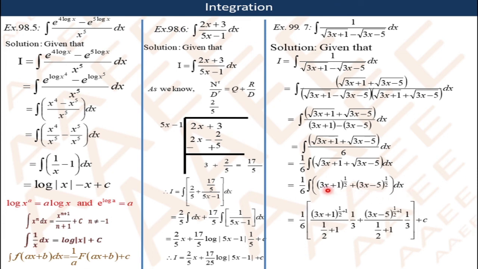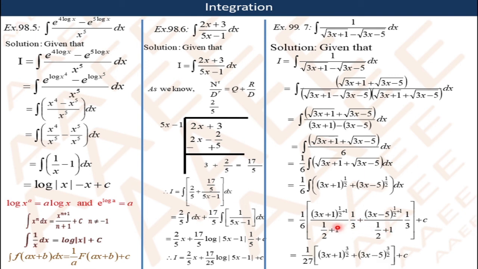The integration of these terms, using the formula integration of x raised to n, where here n is 1 by 2, will be 1 by 6 times: 3x plus 1 raised to 1 by 2 plus 1, upon 1 by 2 plus 1, and since x is multiplied by 3, that gives a factor 1 by a, that is 1 by 3; plus 3x minus 5 raised to 1 by 2 plus 1, upon 1 by 2 plus 1, into 1 by 3. The 1 by 3 we can take outside, and 1 by 2 plus 1 is 3 by 2.